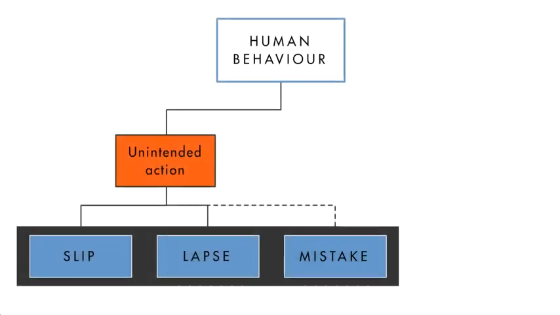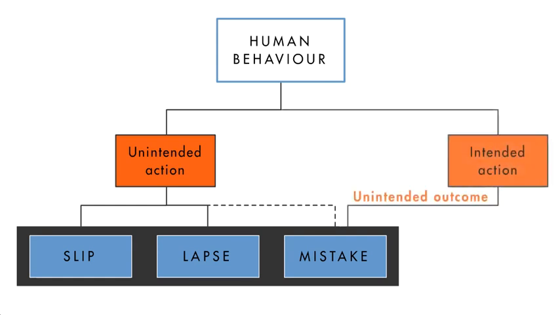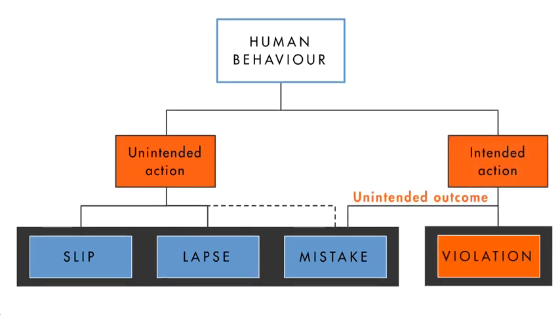All these errors are unintentional. We didn't mean to do what we did in the case of slips and lapses. We didn't intend to make a mess of solving a problem in the case of a mistake. These errors happen as part of being human. It's the way we're wired up. However, there's one other sort that's quite different from the rest. Not an error, but intentional. We call this a violation, when someone does what they know they shouldn't.